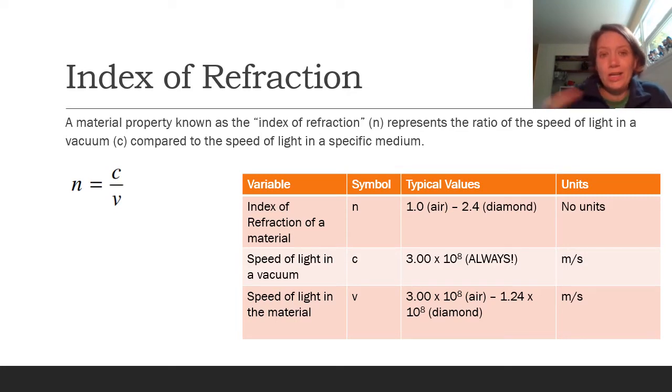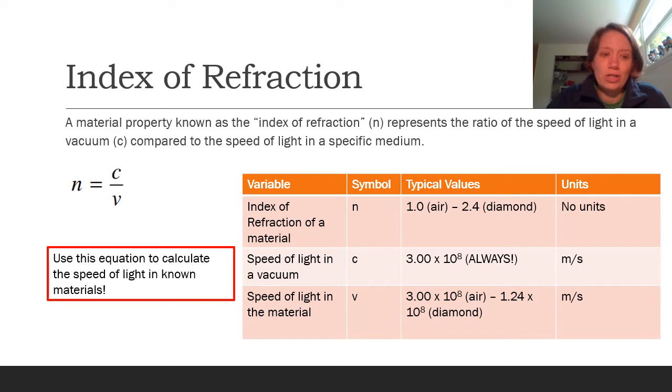And the range of possible v values depends on the material that you're in. So since air is so close to 1, we assume that the speed of light, or the v in air, is also going to be basically 3.00 times 10 to the 8th. But in a diamond, light goes 1.24 times 10 to the 8th meters every second. And that's a lot slower than it is through air, way slower, but it's still really fast. So that's what you should take away from this.